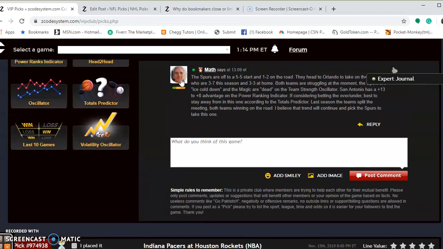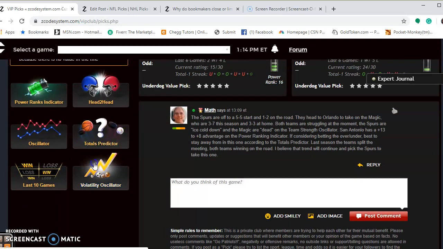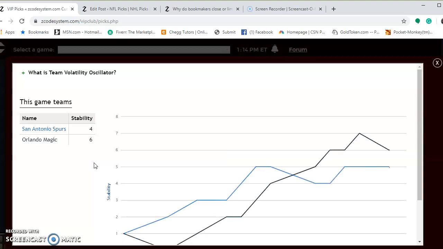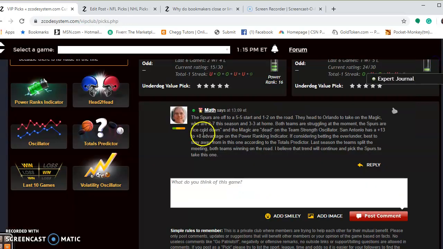If you look at the volatility oscillator to see how stable the two teams are, you see that both teams are relatively stable at plus 6 to plus 4, which means that they are performing very consistently according to their favorite underdog status. The Spurs are off to a 5-5 start and 1-2 on the road. Orlando is 3-7 this season and 3-3 at home. So, I believe the trend will continue as far as the road team winning games in this series. So, go with the Spurs to take the win in this one.